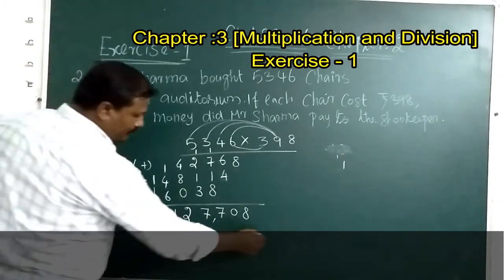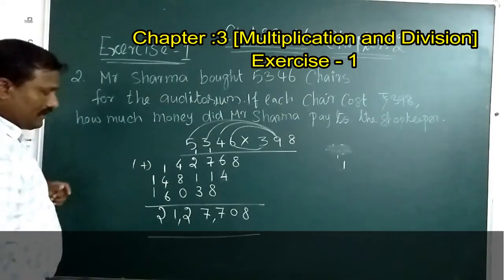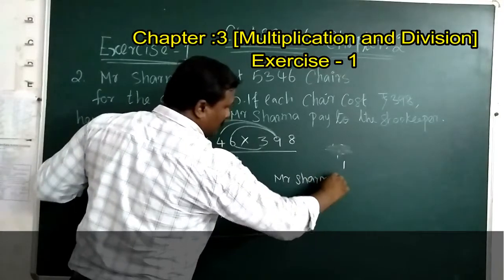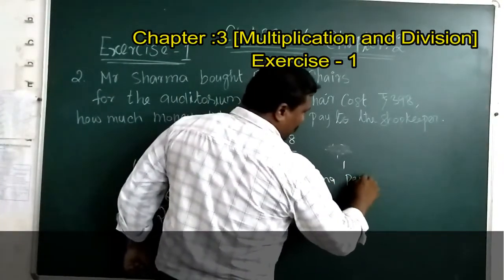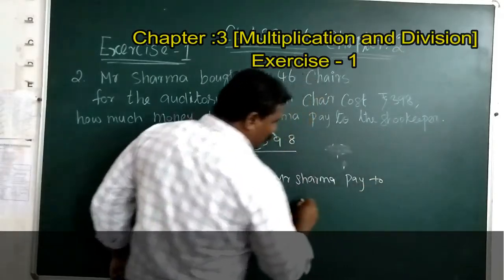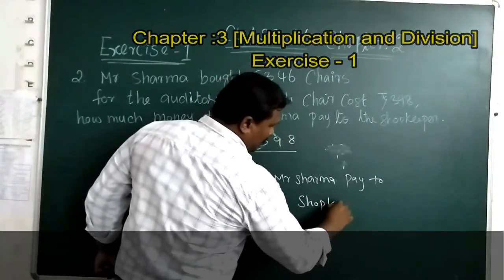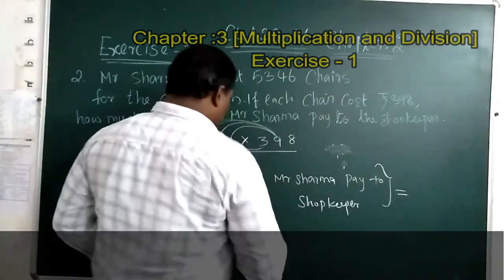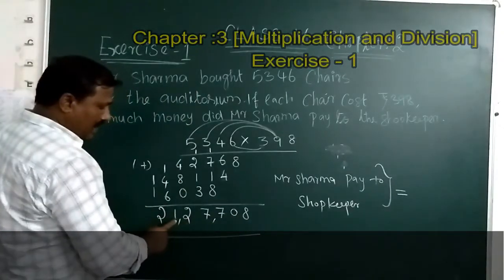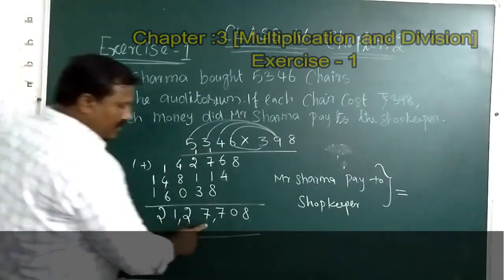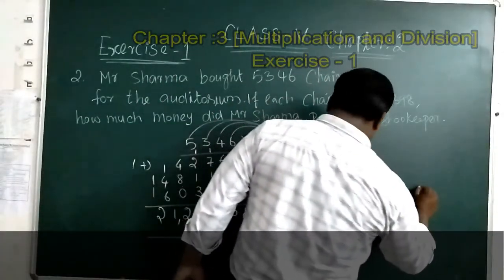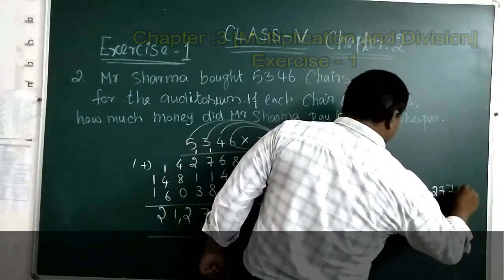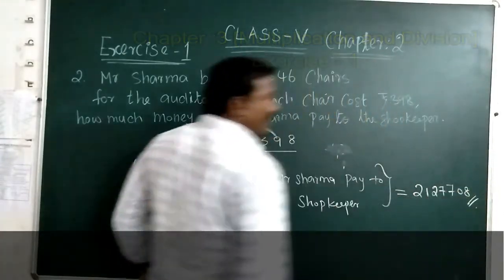So finally, how much did Mr. Sharma pay to the shopkeeper? How much did he pay? Ones, tens, hundreds, thousands, ten thousands, lakh, ten lakh. So 21 lakhs, 27,780 rupees he paid.